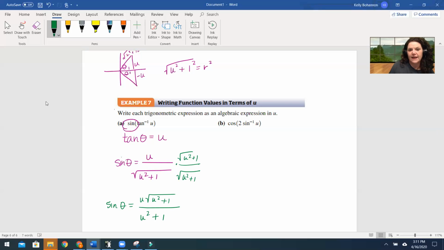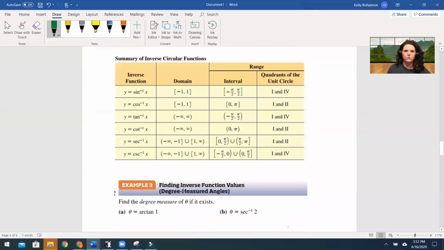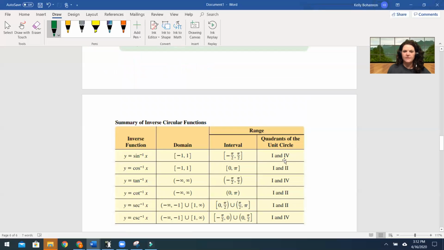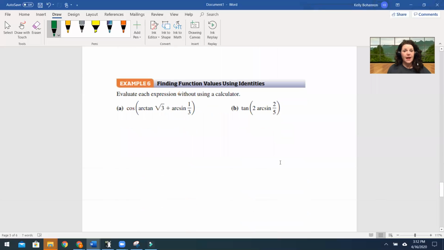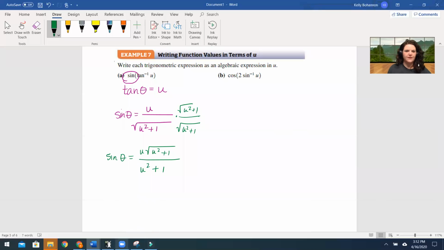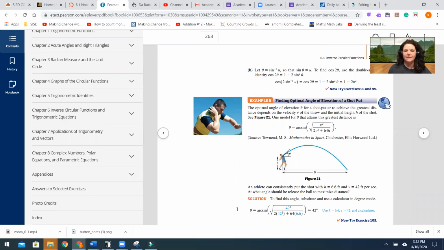All right, so let's look at this value. First of all, I have sine of u. I'm going to look at my arcsine. Arcsine is in quadrants 1 and 4. And I also have a double angle identity. I've got cosine of 2 theta.